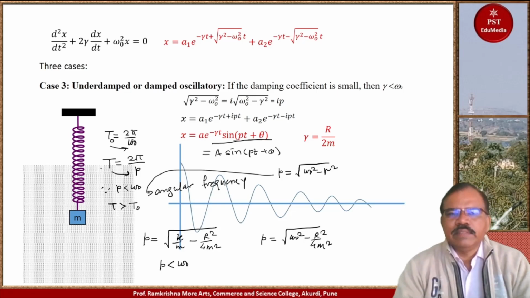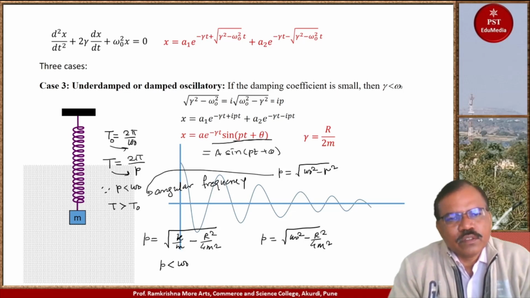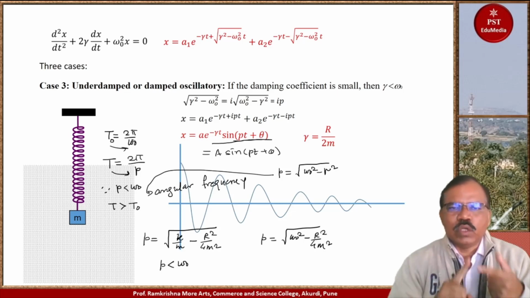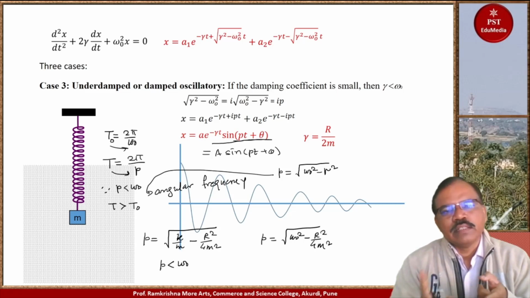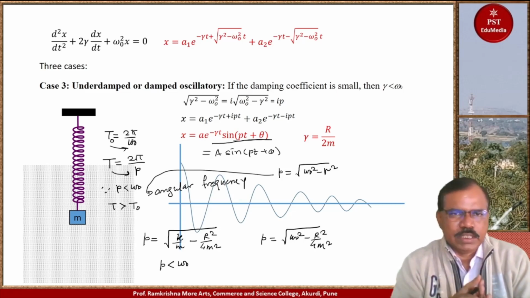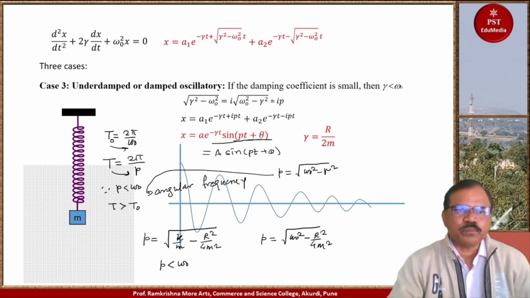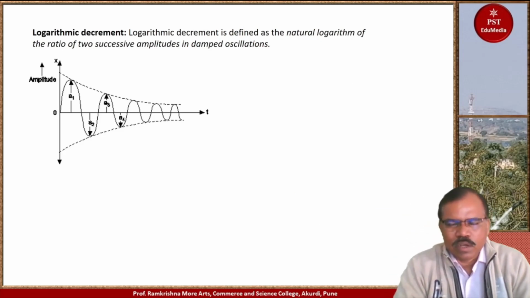So the decrease in frequency and increase in period of oscillation is characteristic of damped oscillations. The amplitude decreases with time exponentially. There is a decrease in angular frequency and an increase in period of oscillation. These are some characteristics of damped oscillations. Now we'll go to logarithmic decrement. What is logarithmic decrement?